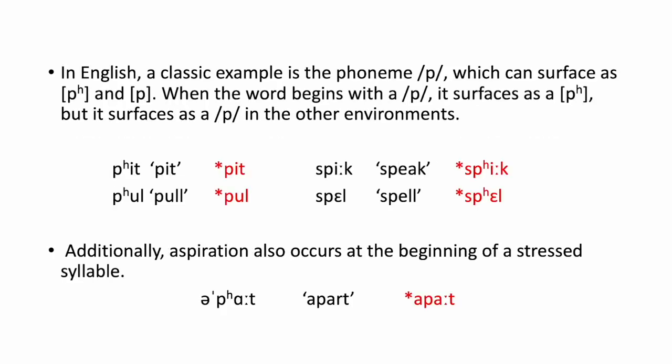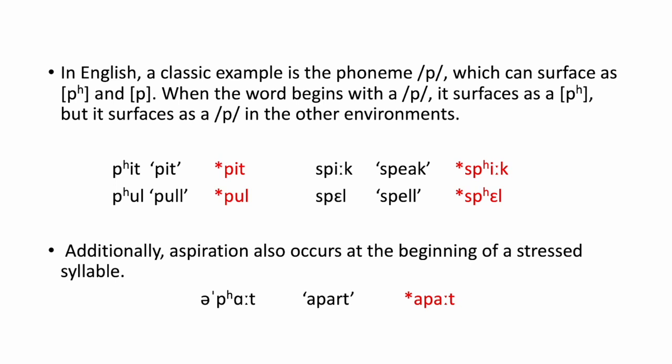So, an example would be in English of the phoneme P, which can surface as the aspirated P and the normal P. When a word begins with a P in English, it always surfaces as the aspirated P. But in other environments, it surfaces as the normal P. So, for example, when we say pit or pull, there's actually an aspirated P in the beginning. We don't say pit, pull. Well, it's hard to pronounce, but you get the point.